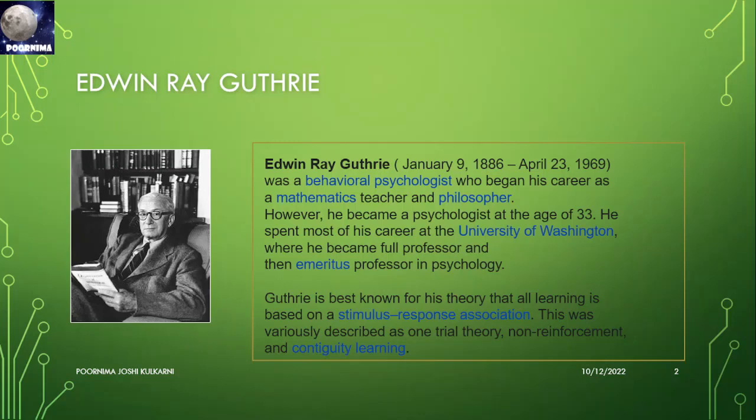He spent most of his career at the University of Washington, where he became full professor and then emeritus professor in psychology. Guthrie is best known for his theory that all learning is based on the stimulus response association. This was variously described as one trial theory, non reinforcement, and contiguity learning.